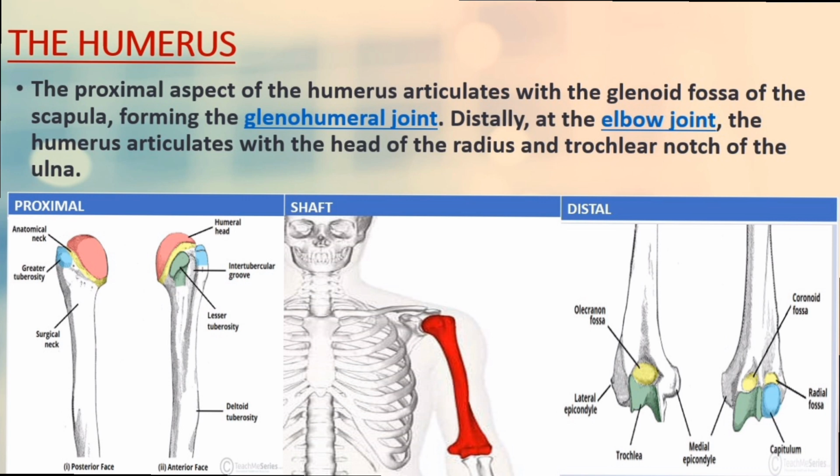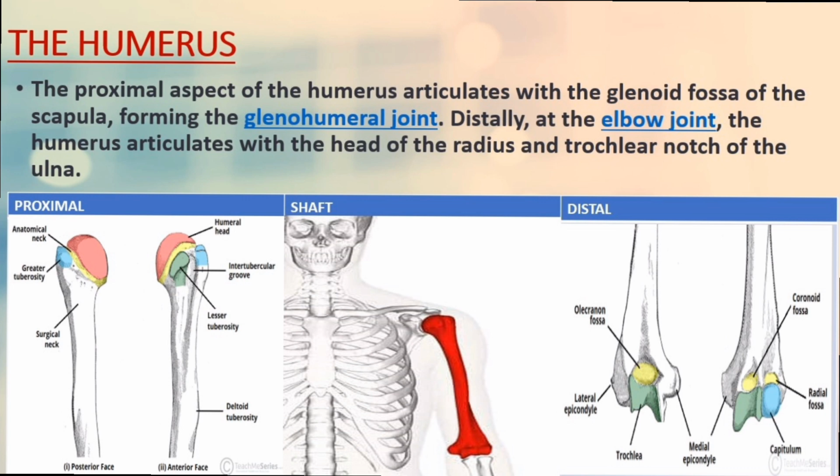Separating the two tuberosities is a deep groove, known as the intertubercular sulcus. The tendon of the long head of the biceps brachii emerges from the shoulder joint and runs through this groove. Pectoralis major, teres major and latissimus dorsi insert on the lips of the intertubercular sulcus.